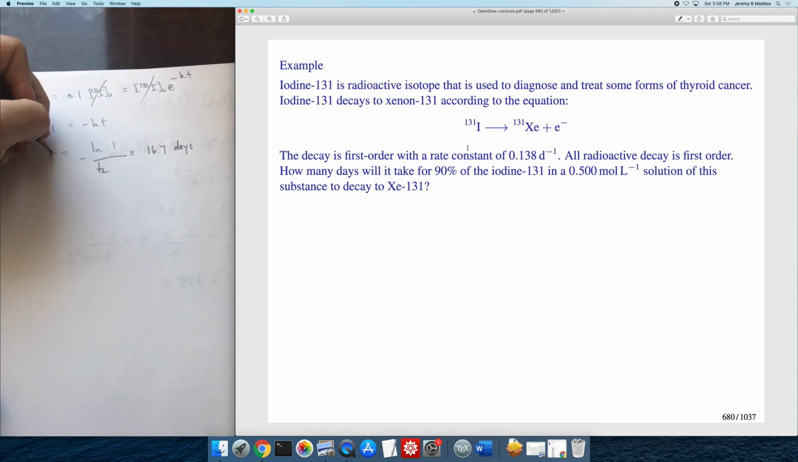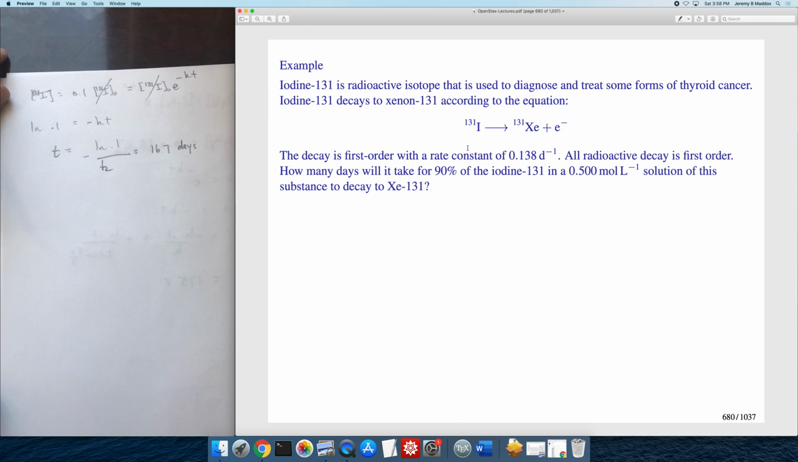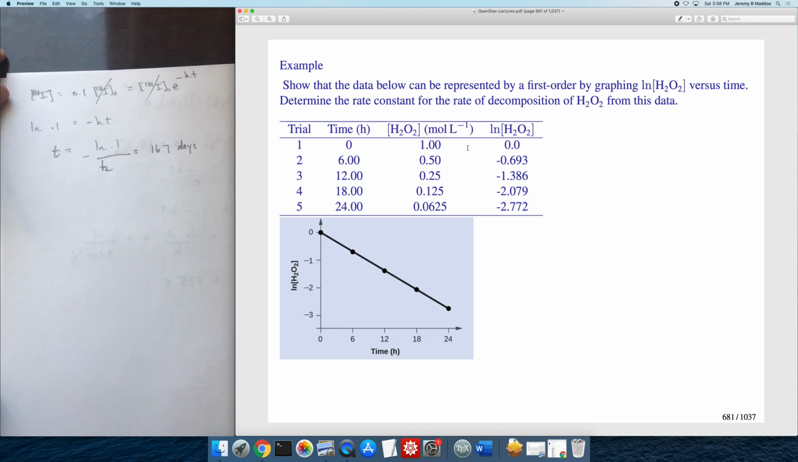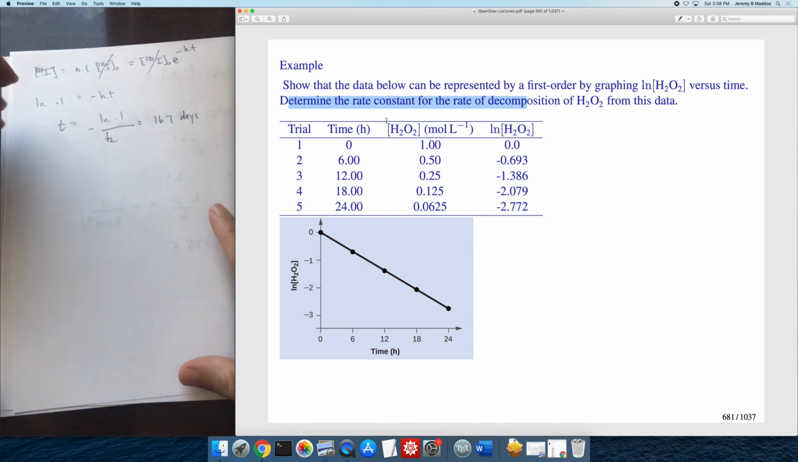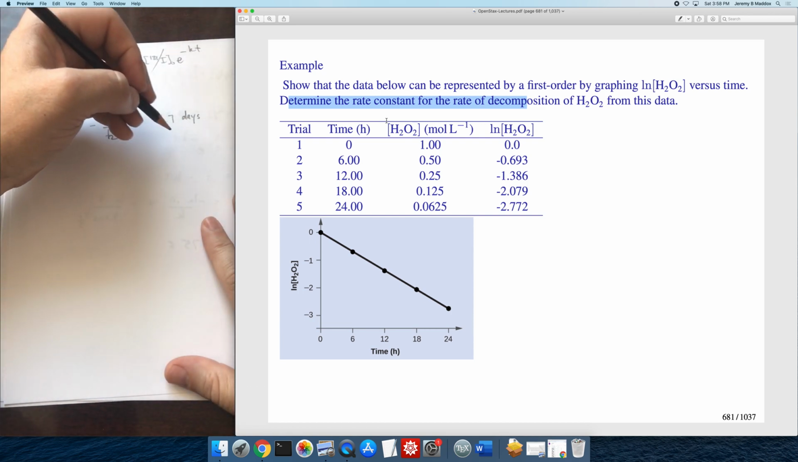Okay, so that's the first order kinetics. That's kind of a fun problem. Here's the graphical analysis. I'm not going to actually work the problem, but what they want you to do is to determine the rate constant for this. I'll go ahead and do it. It's not that bad.